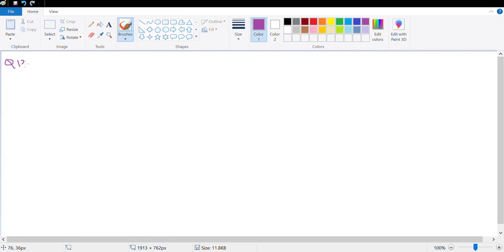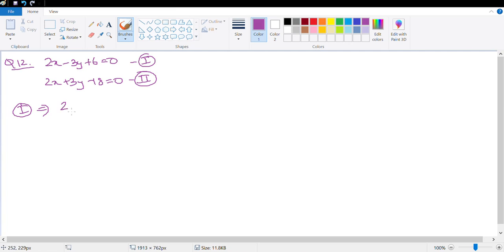So question number 12, that's 2x minus 3y plus 6 is equal to 0. And the next is 2x plus 3y minus 18 is equal to 0. Let's call this equation 1 and this equation 2. So equation 1 will give us 2x is equal to 3y minus 6, so x is equal to (3y minus 6) upon 2.